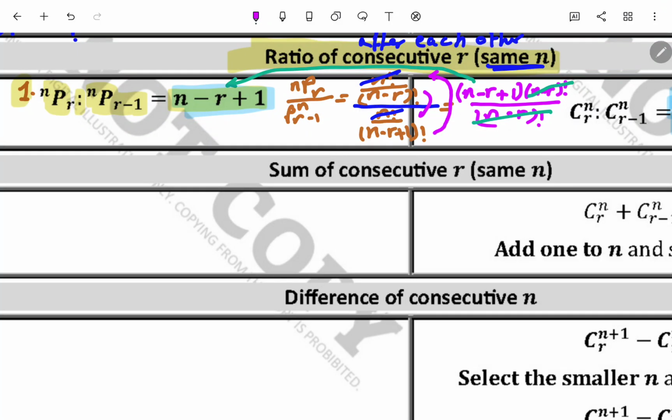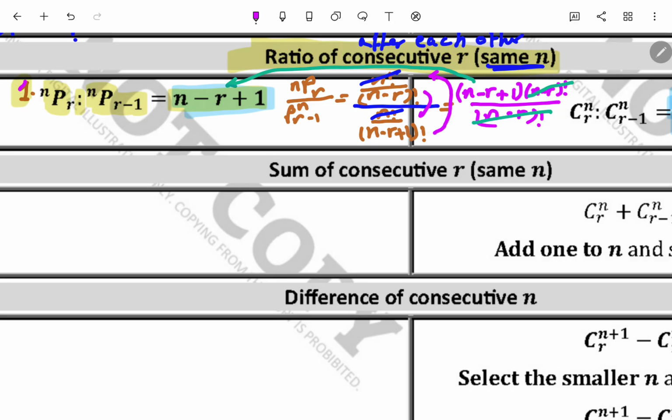Bismillahirrahmanirrahim. This is teacher Iman Al-Khaldi explaining some properties in permutations and combinations, which are two ways to count.